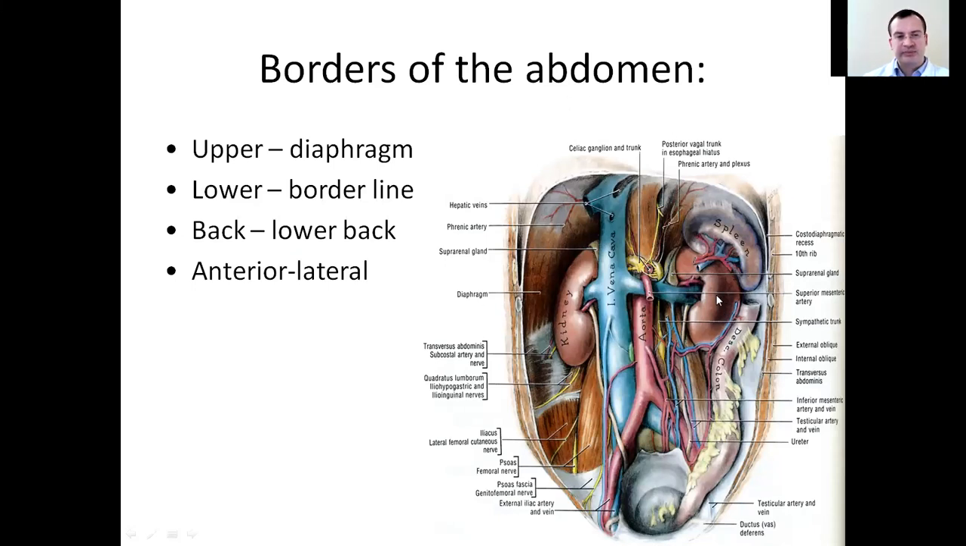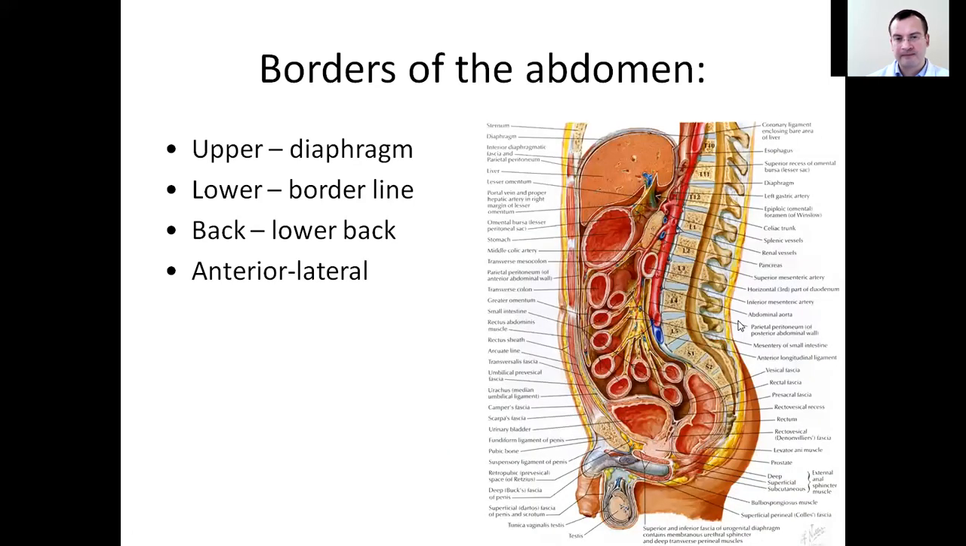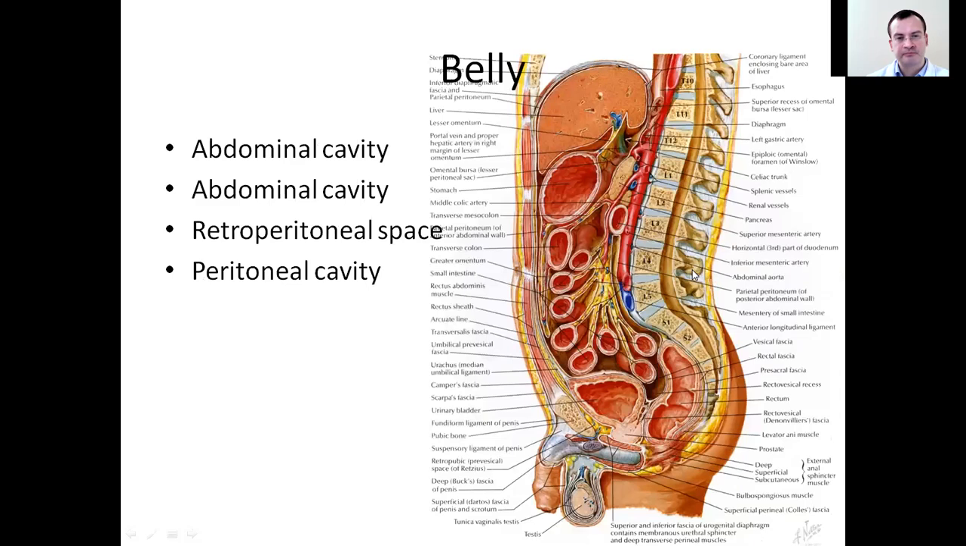So the borders of the abdomen: upper, the diaphragm; lower, the borderline; back, lower back, and anterolateral.